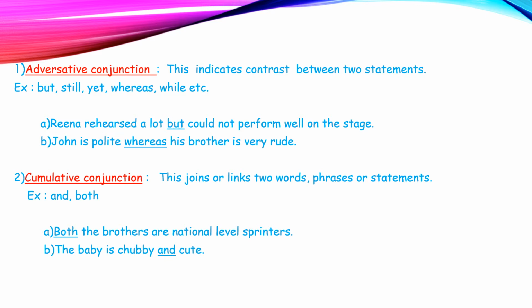We are just giving a plain statement, wherein in the first example we are telling about two brothers who are sprinters or runners at national level. The next one is: the baby is chubby and cute. The words describe the baby, so we use and.